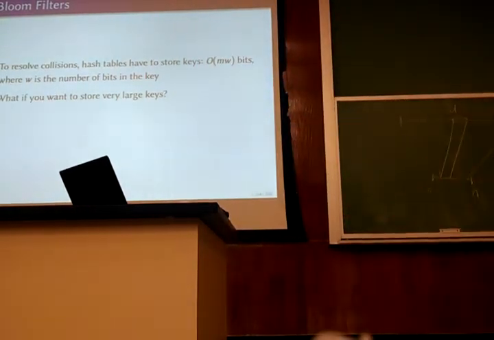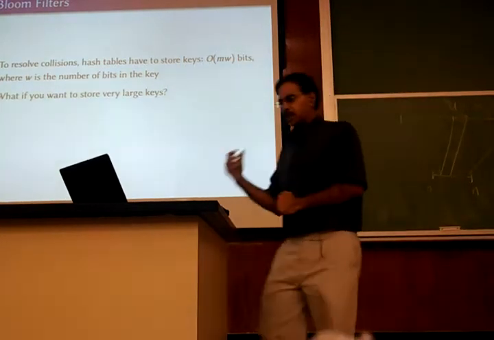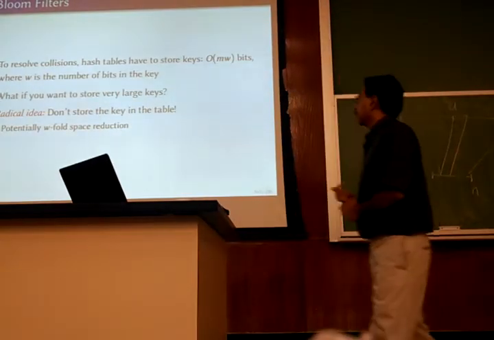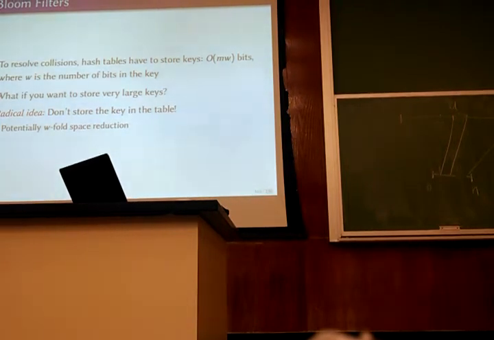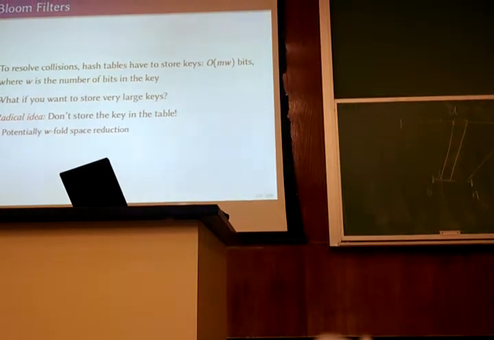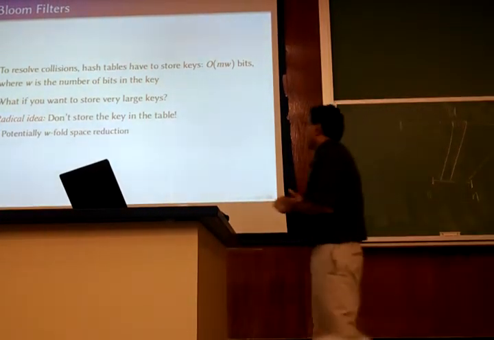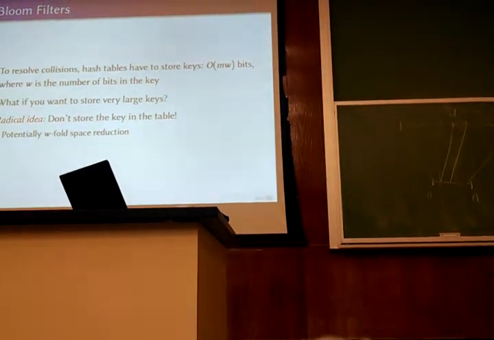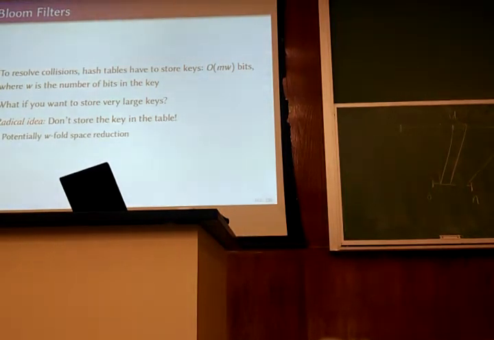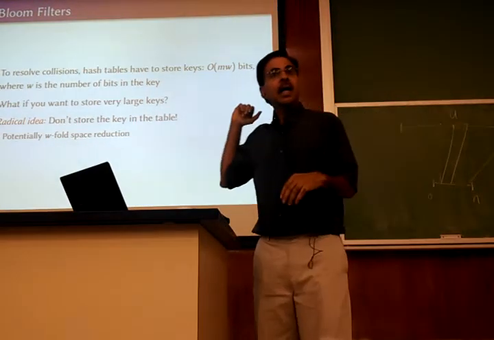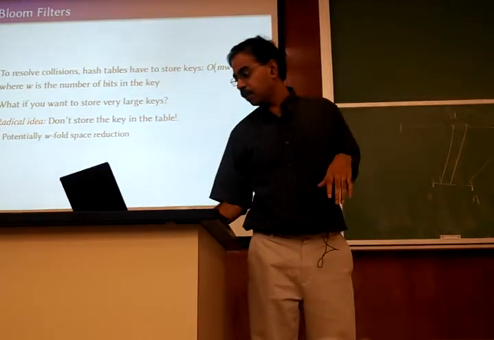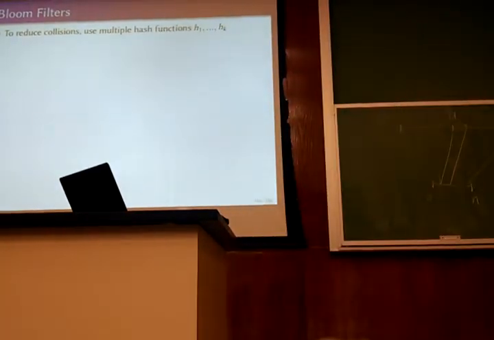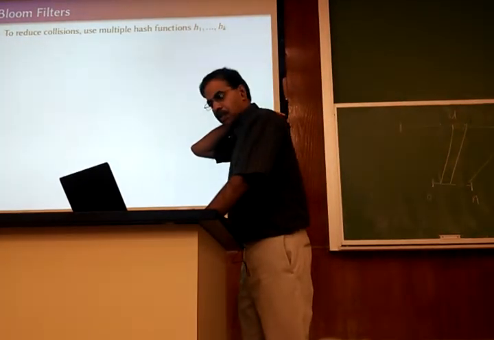So if you want to store very large keys, then the hash table size can become large. Okay. So the radical idea is you say, okay, w is large, I won't store w. I just will not store the keys. I will just have some fancy way of figuring out whether something is in the hash table or not, but I won't necessarily store the value. Okay. So if I could do that, then of course I have a w-fold reduction in space. So once again, if I'm talking about very large data structures, this is going to be a significant reduction.